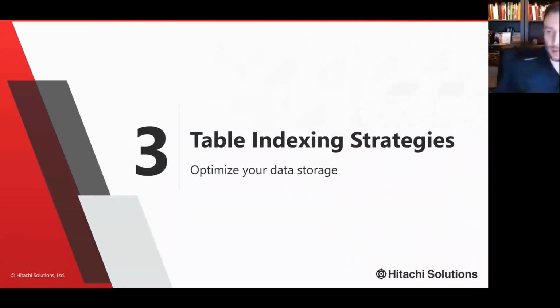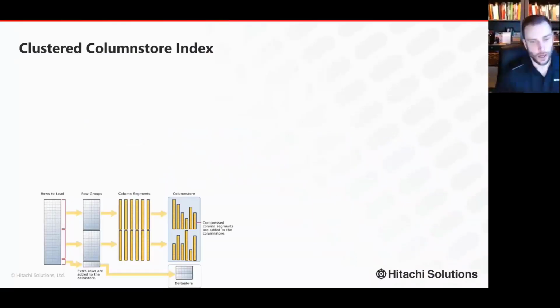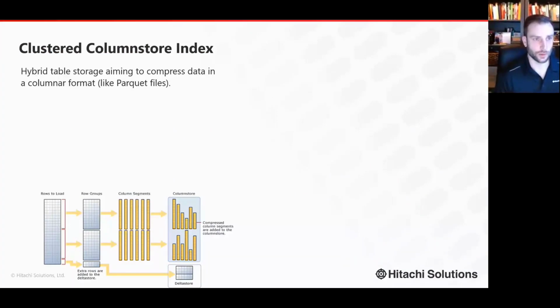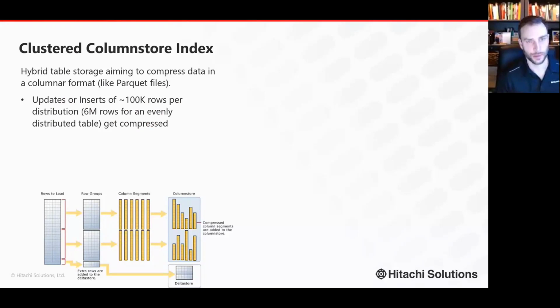Right, now let's talk table indexing strategies. The primary index you're going to want to know in Synapse is the clustered columnstore index, essentially a hybrid table storage format. And I say hybrid because the majority of your data, if it's large enough, is going to be compressed into a Parquet-like format, where it's a column store. Whereas the remainder of that data, or as you perform updates or inserts, if it's not big enough to compress, will be stored in the Delta store, which is just regular heap storage.